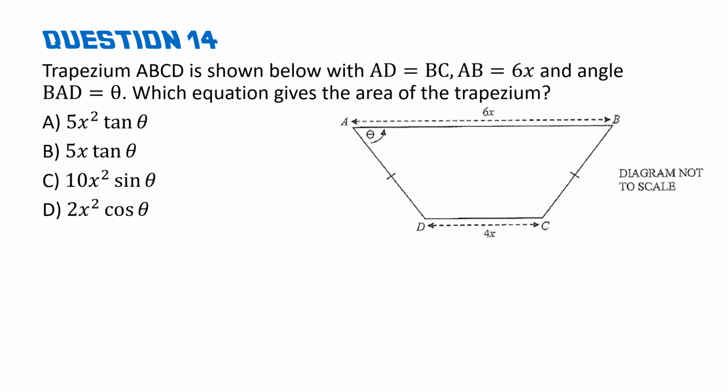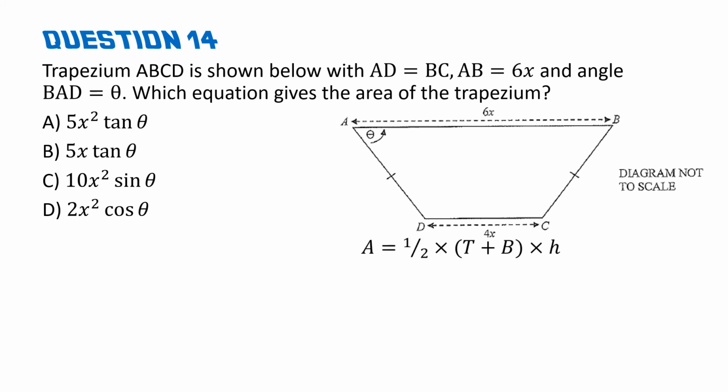Question 14. Trapezium ABCD is shown below with side length AD being equal to side length BC, side length AB being equal to 6x, and an angle BAD equal to theta. Which equation gives the area of the trapezium? So all of that information in that top part there was all marked on there. The only thing marked on the diagram that's not written up at the top there is that side length DC is equal to 4x. Now we want to find the area of our trapezium.